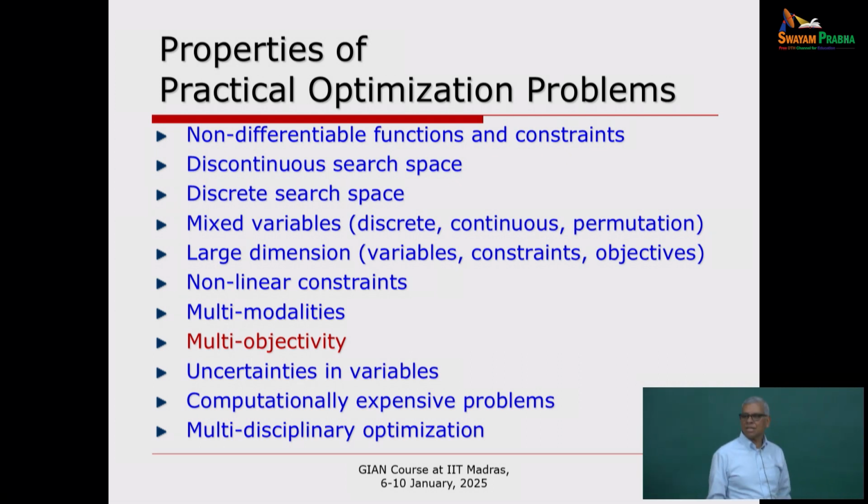You can have very large dimensions, and it could be in variable space, constraint space, or objective space. Non-linear constraints make a lot of difficulties for the point-based methods. Multimodalities, there can be multiple optima. Multi-objectivity means multiple objective functions. We're going to talk more about this. Uncertainties in variables, we're going to also talk about on the last day.